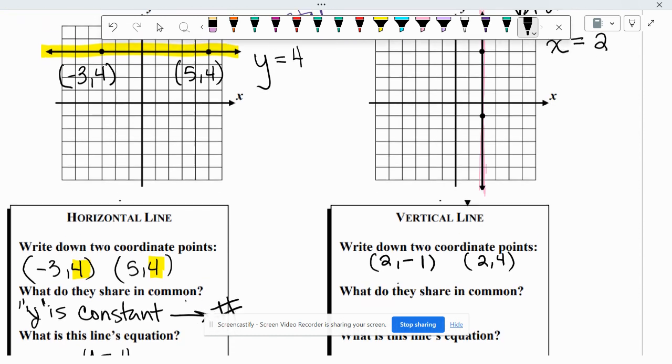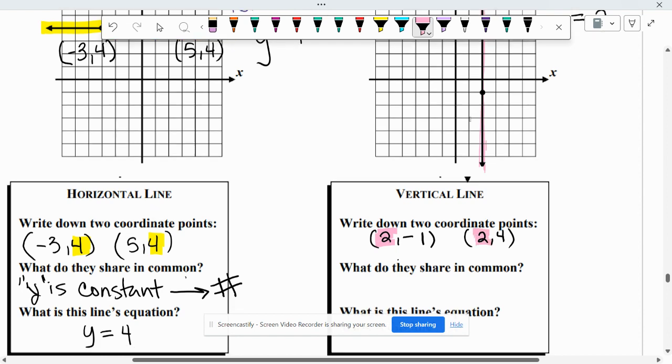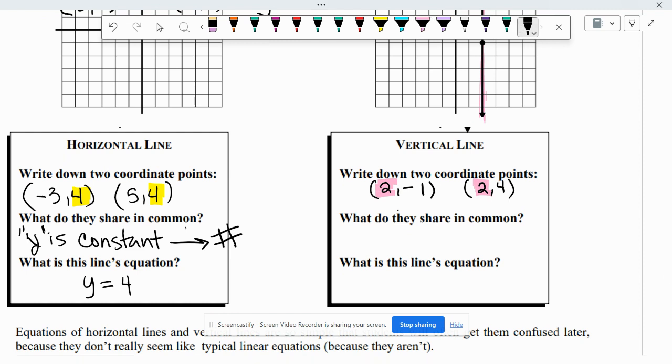Okay. So what do those 2 points have in common? They have the same x, right? They have the same x value. So when I think about the equation to this line, I know that x is constant, meaning it's just going to be x equals a number. X is just going to equal some number. And here it's x equals 2.